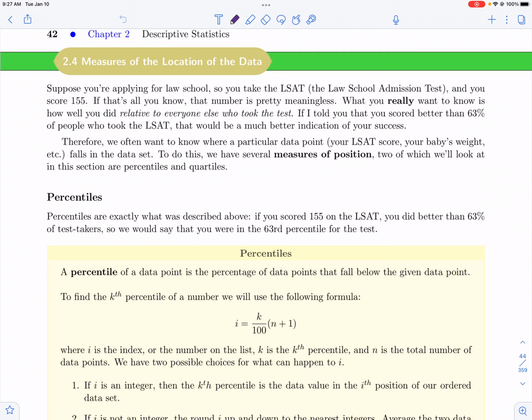Well, now that we've talked about how to look at descriptive statistics with a graphical approach, what we want to do now is look at some numerical ways that we can describe different statistics. So in this section, we're going to be talking about measures of location. What we're going to be looking at particularly are percentiles and where exactly the data is related to its given percentile.